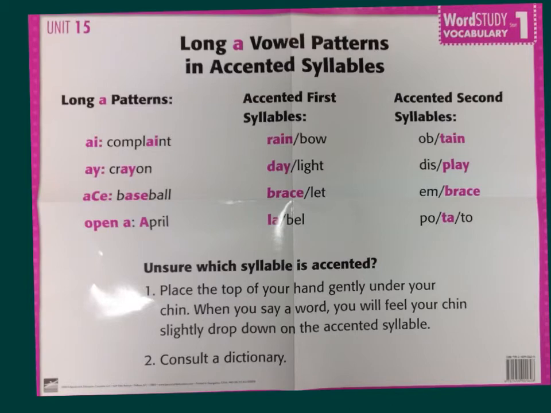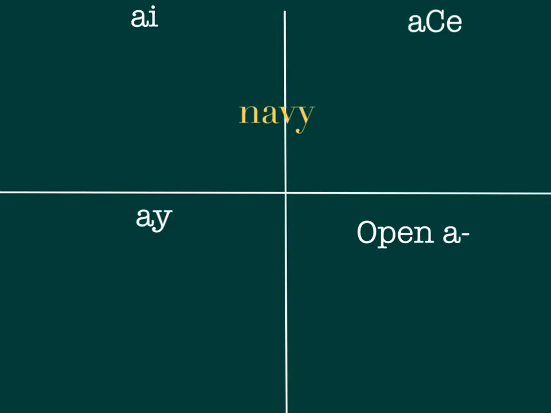If you're unsure which syllable is accented, place the top of your hand gently under your chin. When you say a word, you will feel your chin slightly drop down on the accented syllable. You can also look in a dictionary. When I'm sorting words, I think about where I hear the long A vowel sound and what letter or letters stand for the long A. I also need to think about where I hear the accented syllable.